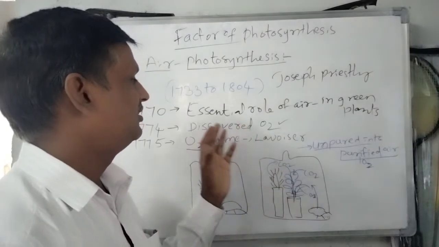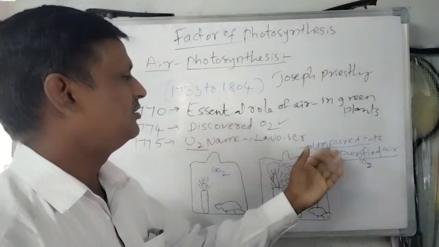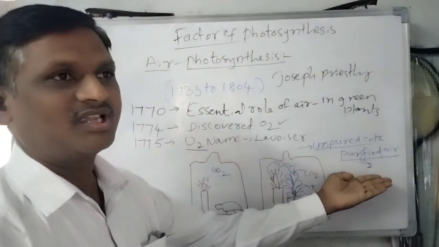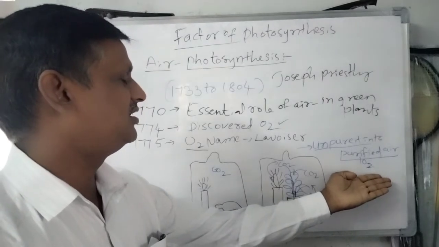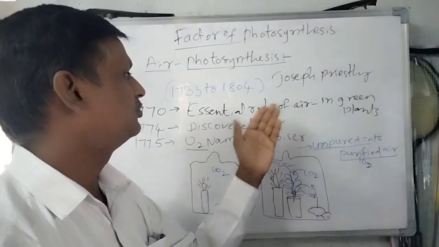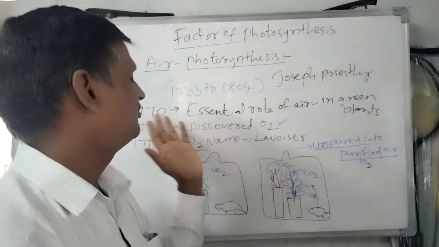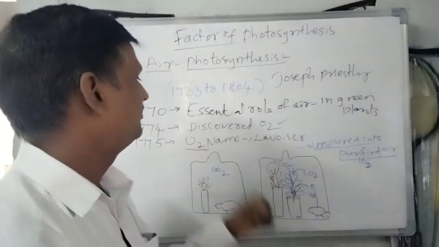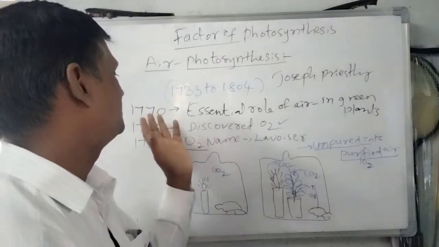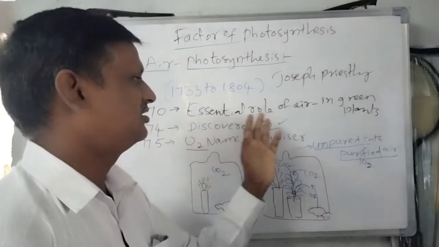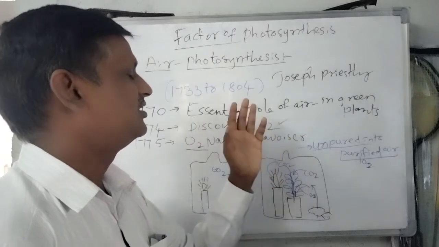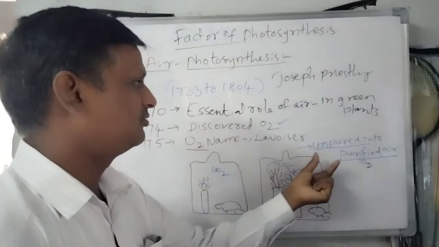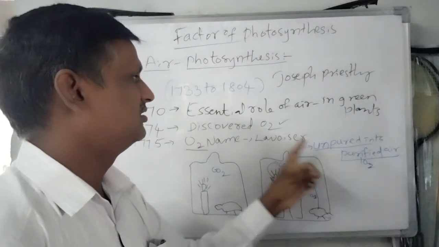So that's why this is a very important aspect, discovered by Joseph Priestley when he did experiments with air and photosynthesis. In 1770 he conducted a series of experiments to know the essential role of air. What is the essential role of air in green plants?